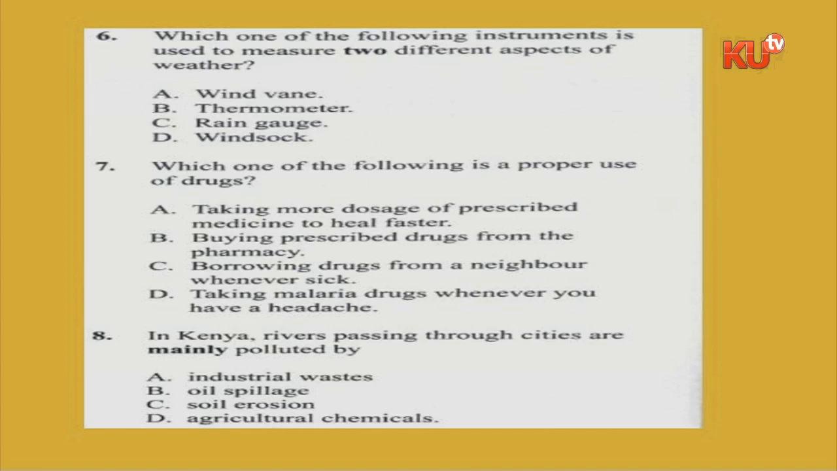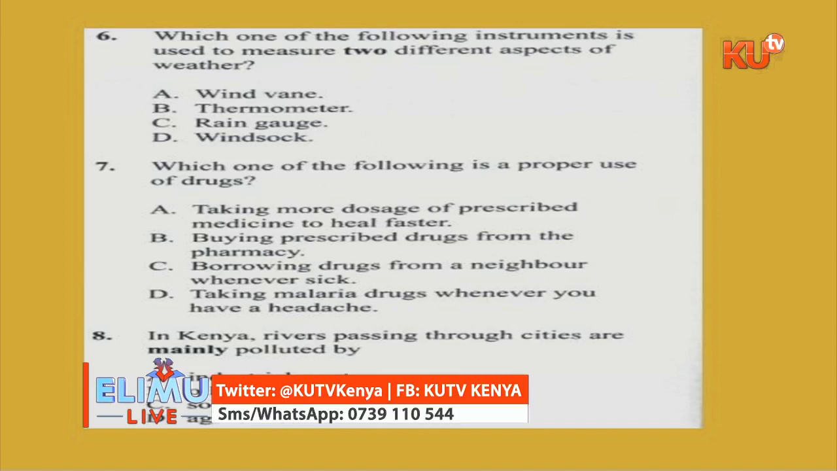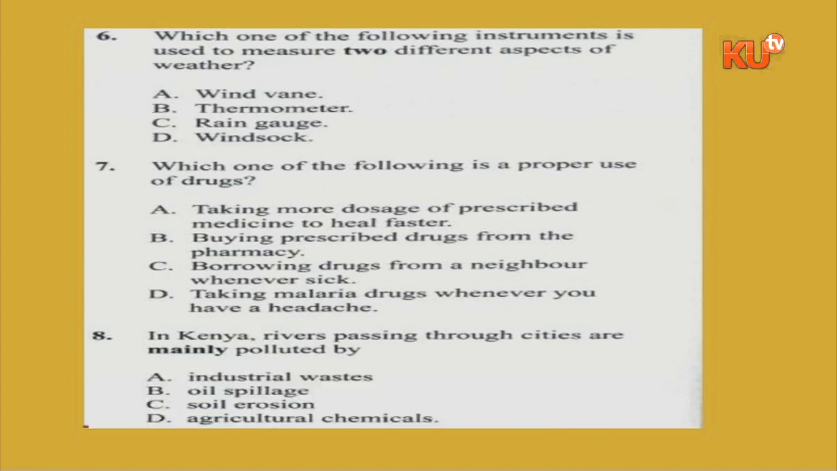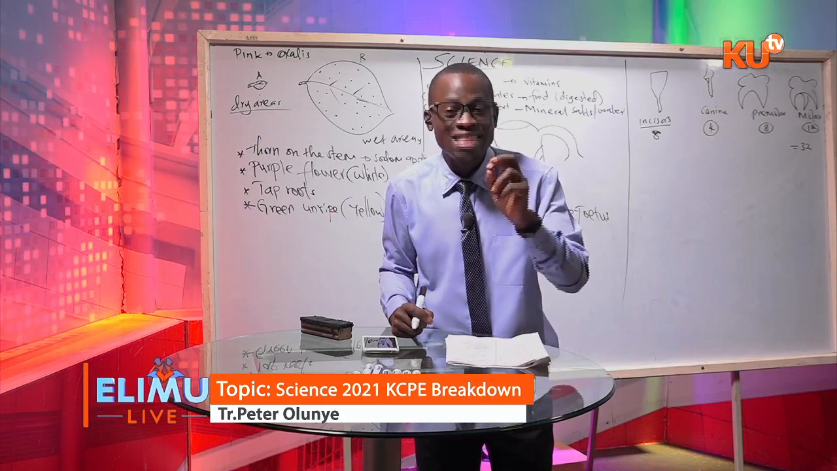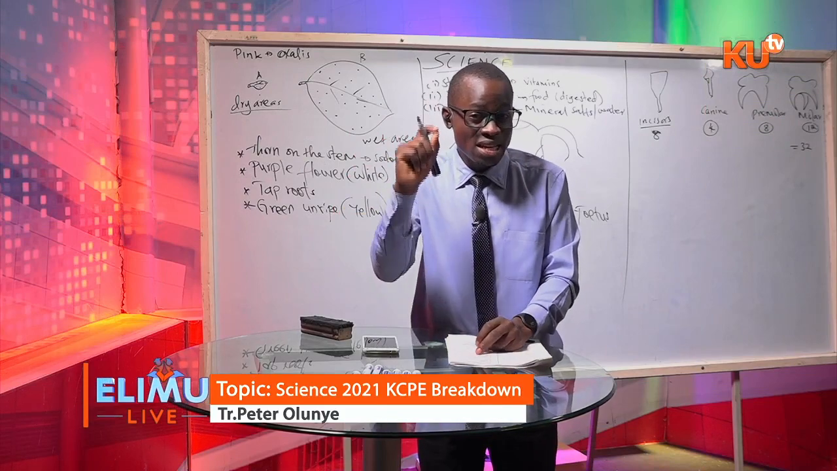Wind vane. What is measured using a wind vane? Wind vane is used to measure which kind of aspect? So wind vane will measure the direction, and it only measures 1 aspect. Then let's go to thermometer. Here we are using thermometer to measure temperature. I will come back to thermometer for those bright children, because I know majority of the bright children would have picked thermometer. But I will explain the reason.